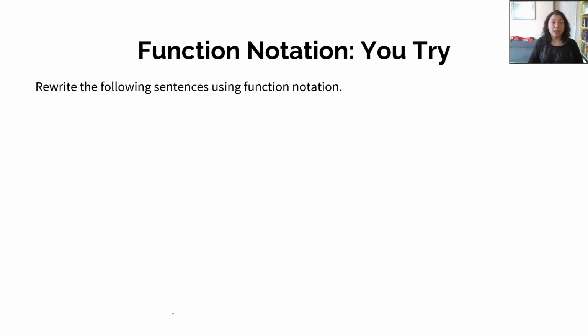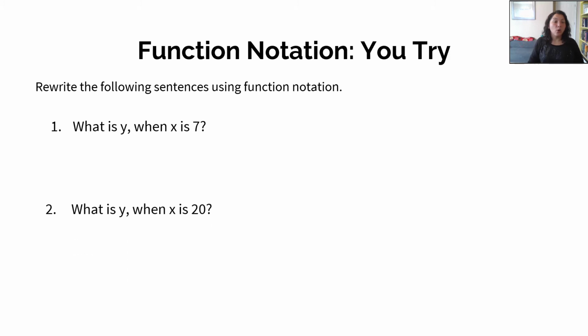All right, so let's try this out. We're going to do some rewriting here. I'm going to give you these two problems. So what is Y when X is 7? To write that out, let me get a different color. I love color.